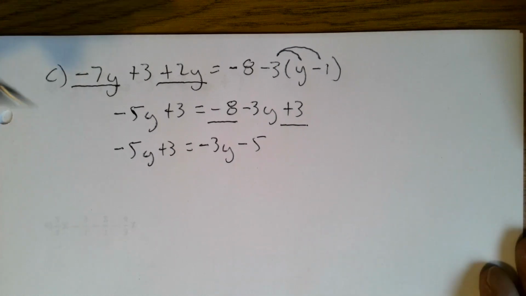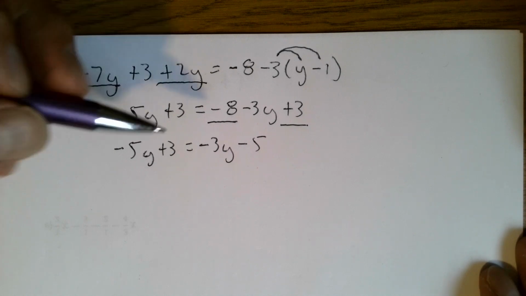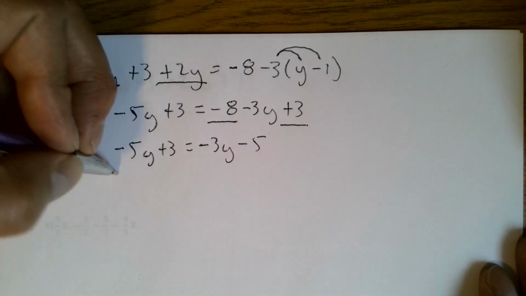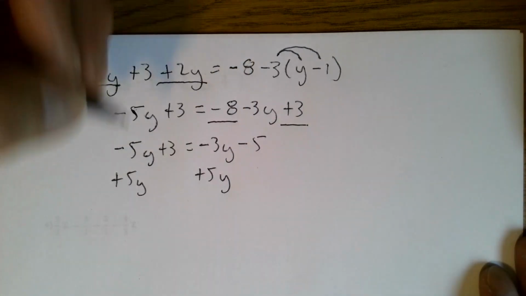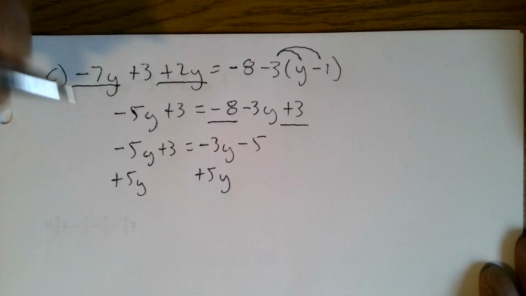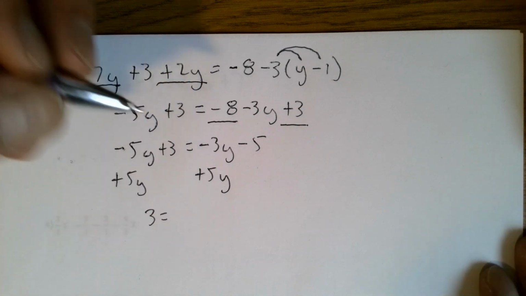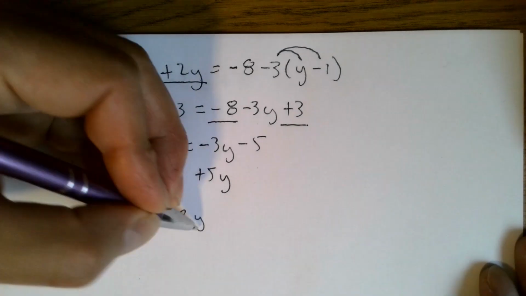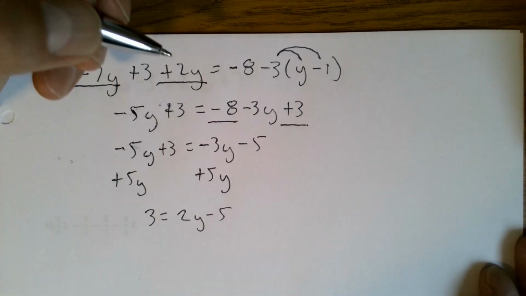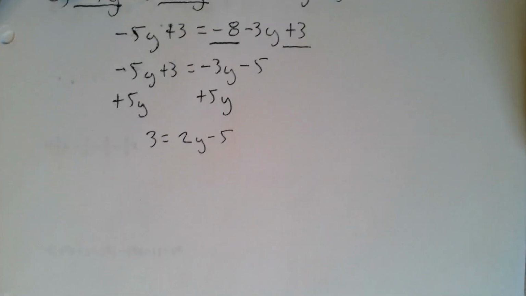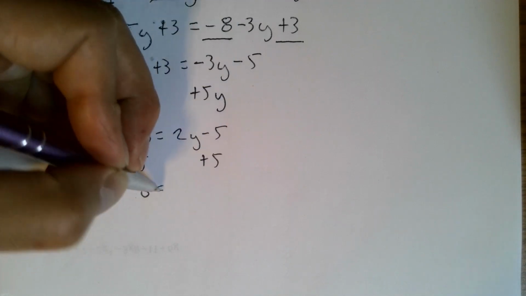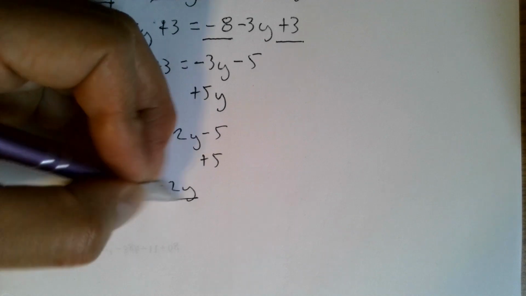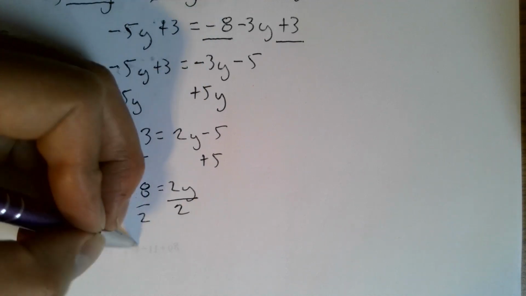So we want to get the y's on one side, and the side with the greater number of y's is going to be this side. So I'm going to add 5y to both sides. Negative 5y plus 5y is 0, so that's just 3. Negative 3y plus 5y is 2y, minus 5. Add 5 to both sides, I get 8 equals 2y. Divide both sides by 2, I get 4 equals y.